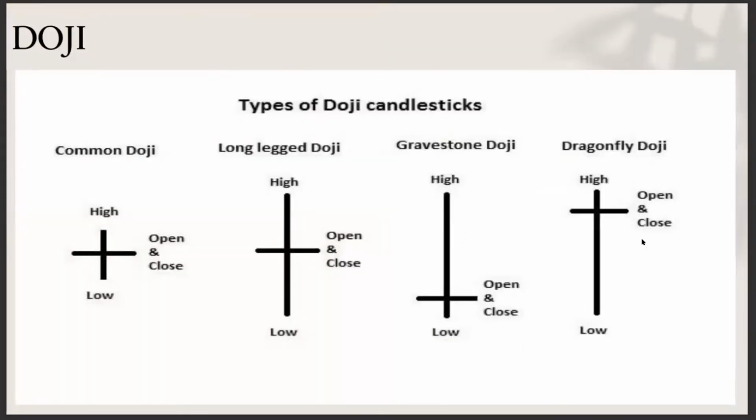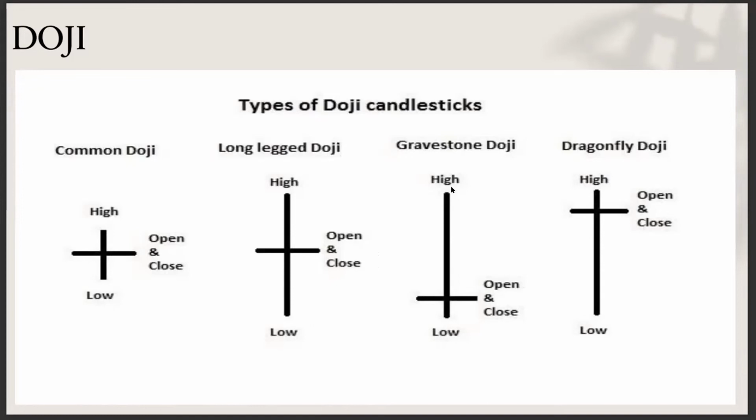Now, let's talk about doji. What doji signifies is indecisiveness in the market. Buyers and sellers both are indecisive. Whenever you see a doji, it indicates indecisiveness in the market. Long wicks indicate that there's high volatility in the market. Short wicks indicate that the market is trending, and both the common doji and long-legged doji indicate that there is indecision in the market.